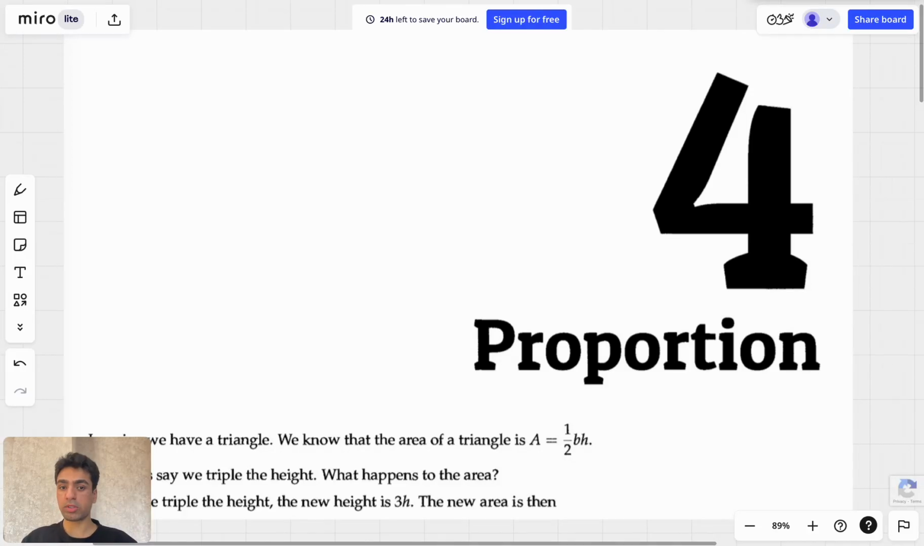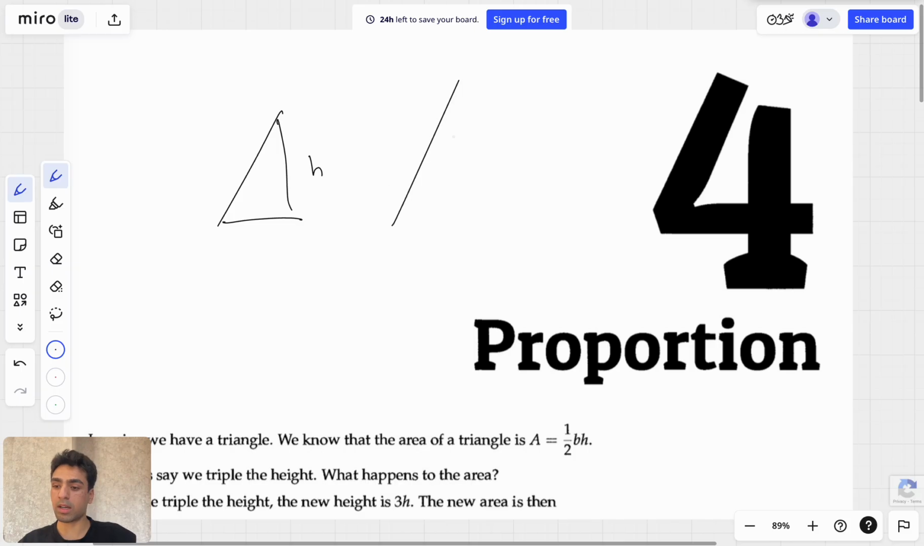So we look at proportions and see how proportions work. Basically, if you manipulate the value of something, we check how it affects the value of something else. For example, let's say you have a triangle, and you manipulate the height. How would that affect the area? That's how we use proportions.